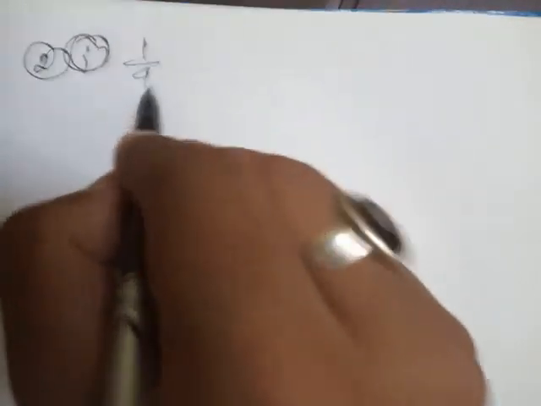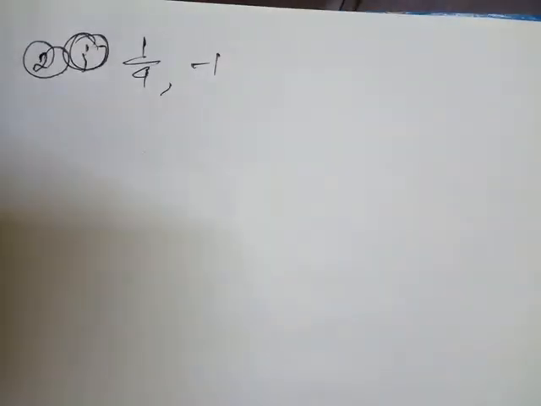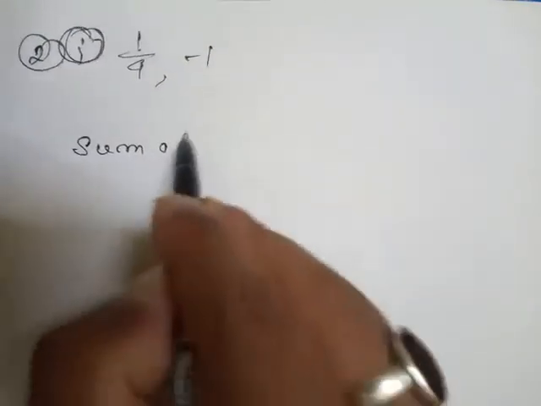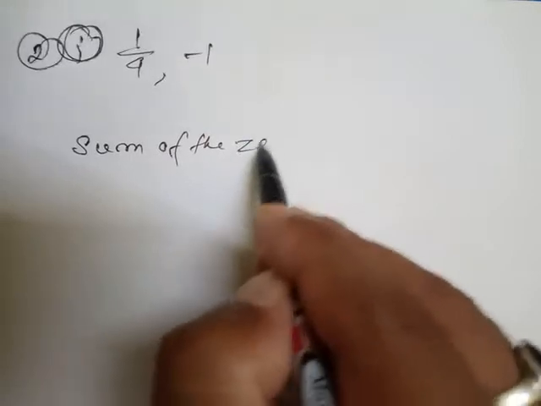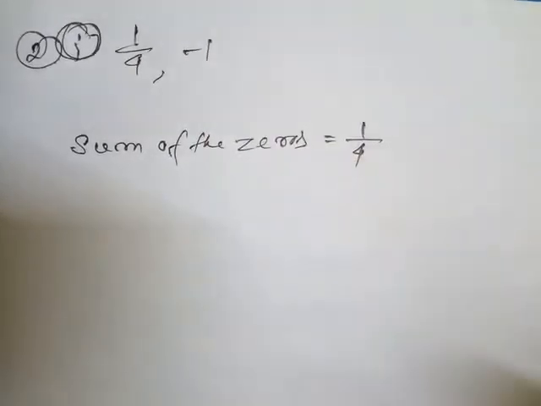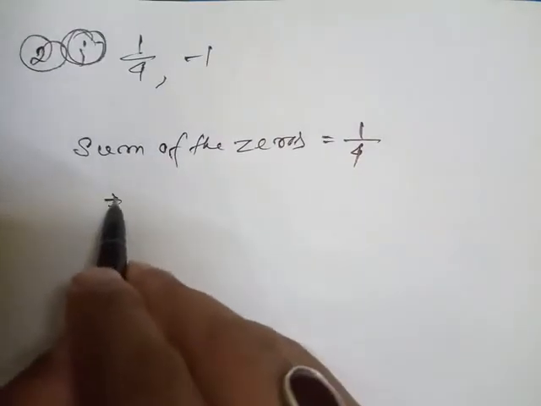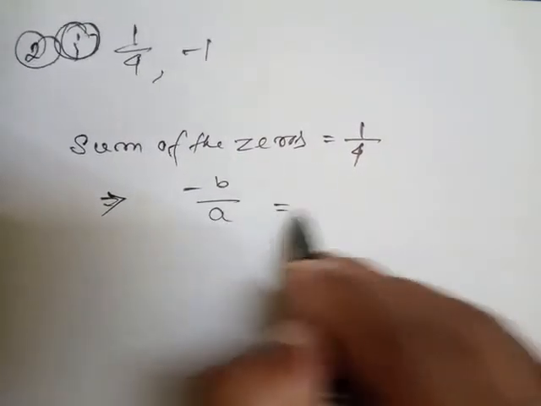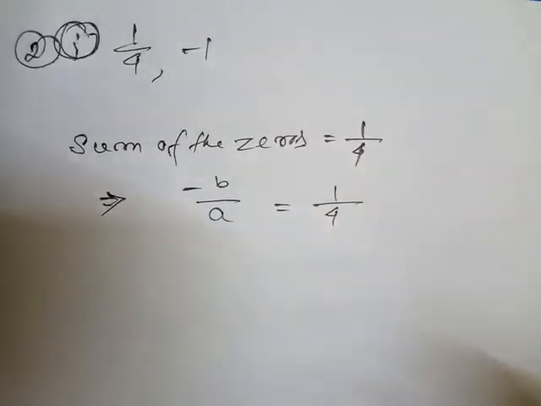Now students, I am writing here question 2, Roman 1. The given values are 1 by 4 and minus 1. Now look, sum of the zeros equals 1 by 4. Sum of the zeros means, according to the formula, minus b by a, equal to 1 by 4.